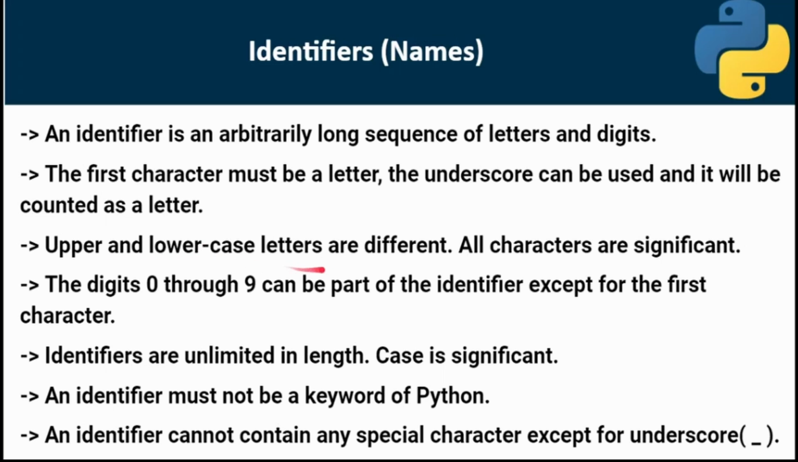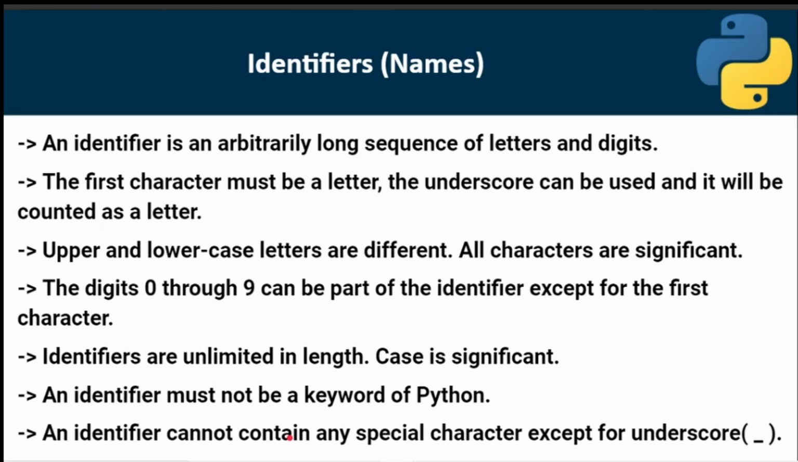Now uppercase and lowercase letters are different. All characters are significant. The digits 0 through 9 can be a part of an identifier except for the first character, as I've spoken. It cannot start with a number, but it can contain a number. Identifiers are unlimited in length and case is significant. Variable names are case sensitive in Python. An identifier name cannot be a keyword of Python. That means you cannot take a keyword as a variable name. An identifier cannot contain any special character except for underscore. You can take only underscore in a variable's name. And one more thing, it cannot contain spaces also.